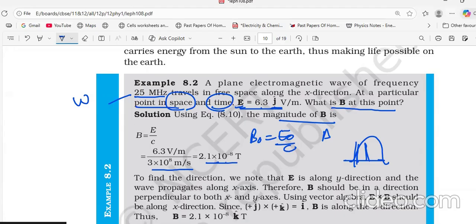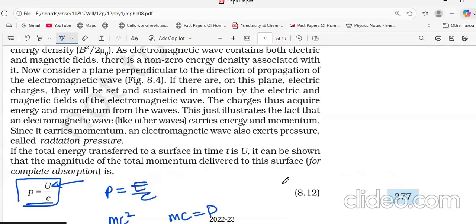This is in the j direction and it travels along the X direction. So the only remaining direction is k. This is moving along the Z direction, therefore B should be in a position perpendicular to both. Using vector algebra, E cross B should be along the X direction, along the propagation direction. So this gives you the propagation direction.